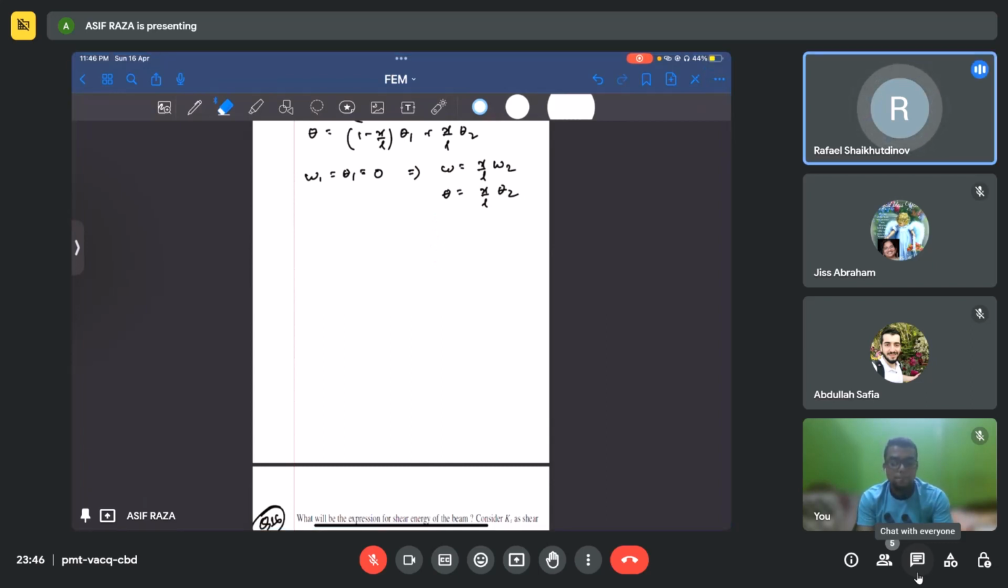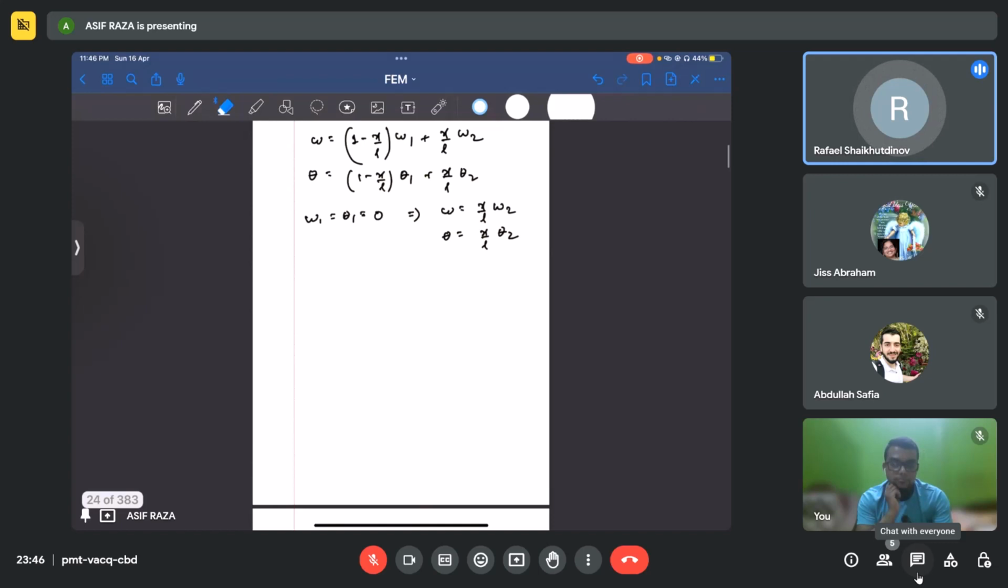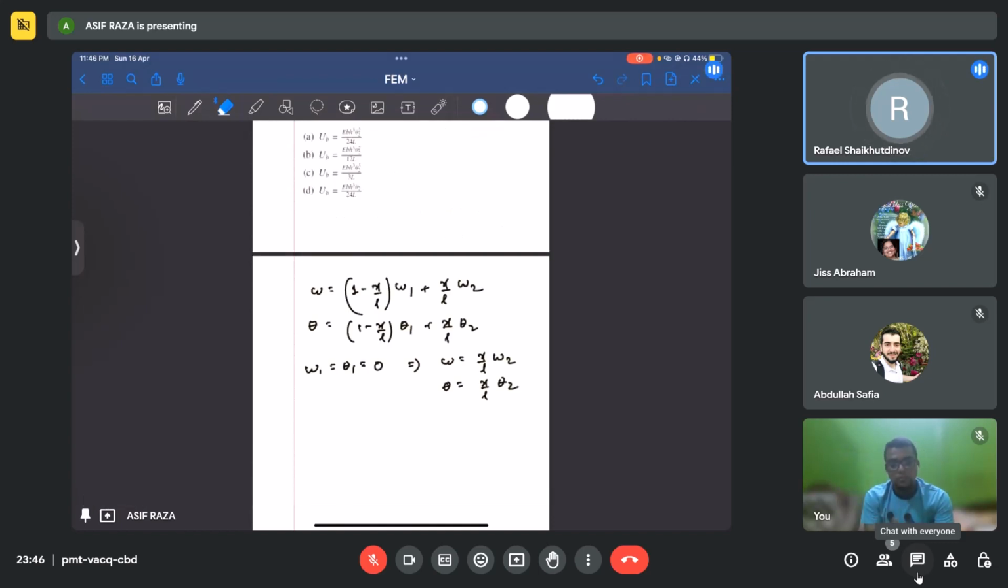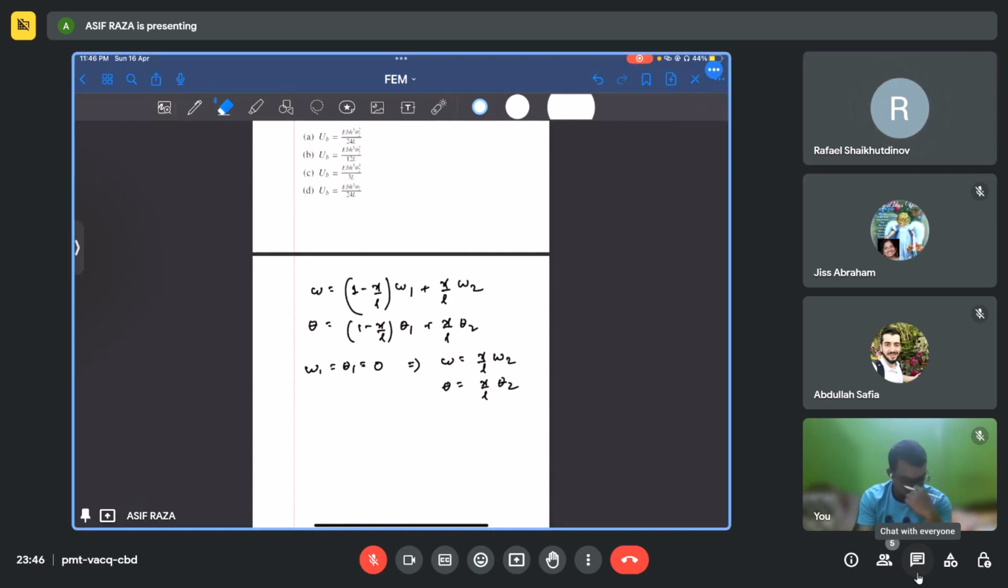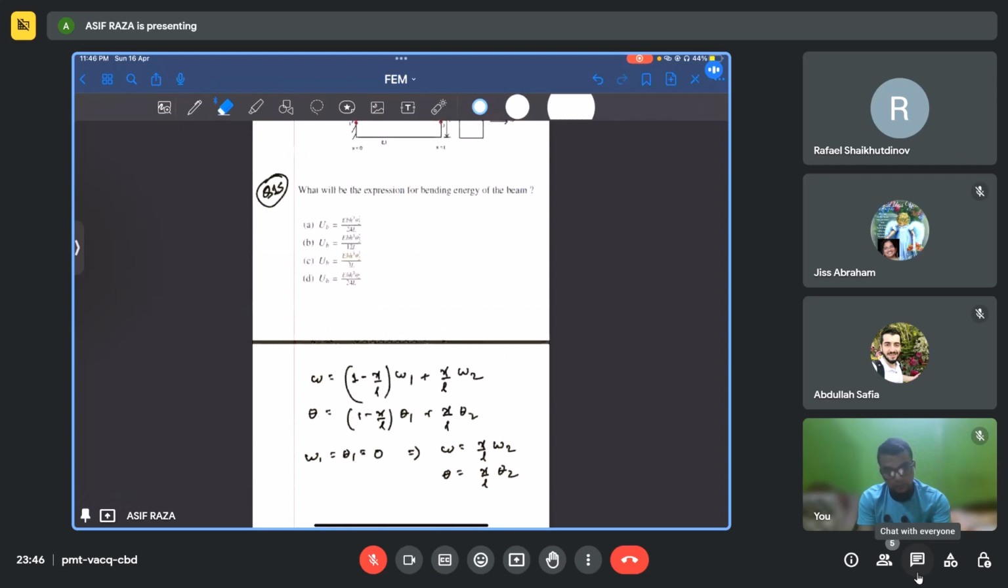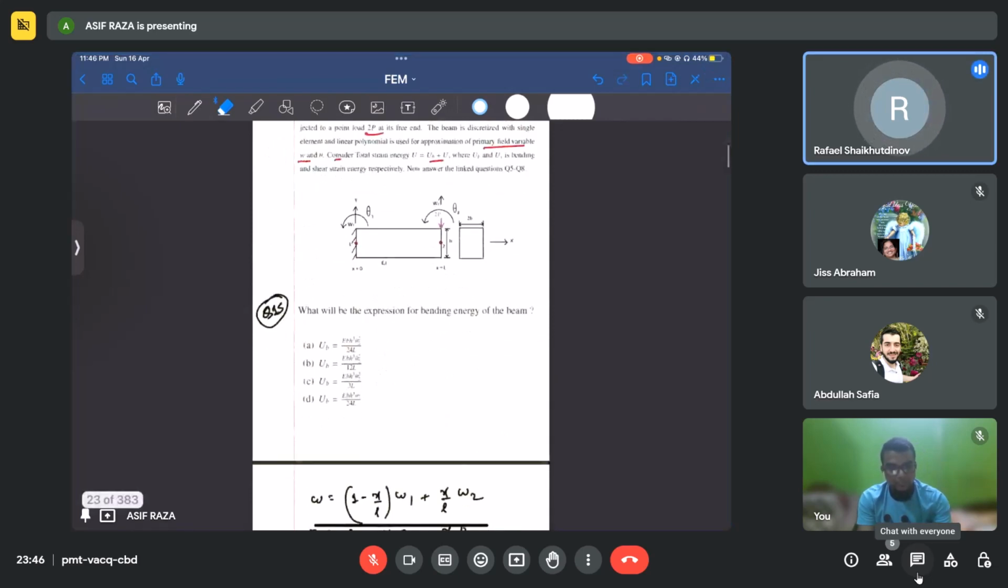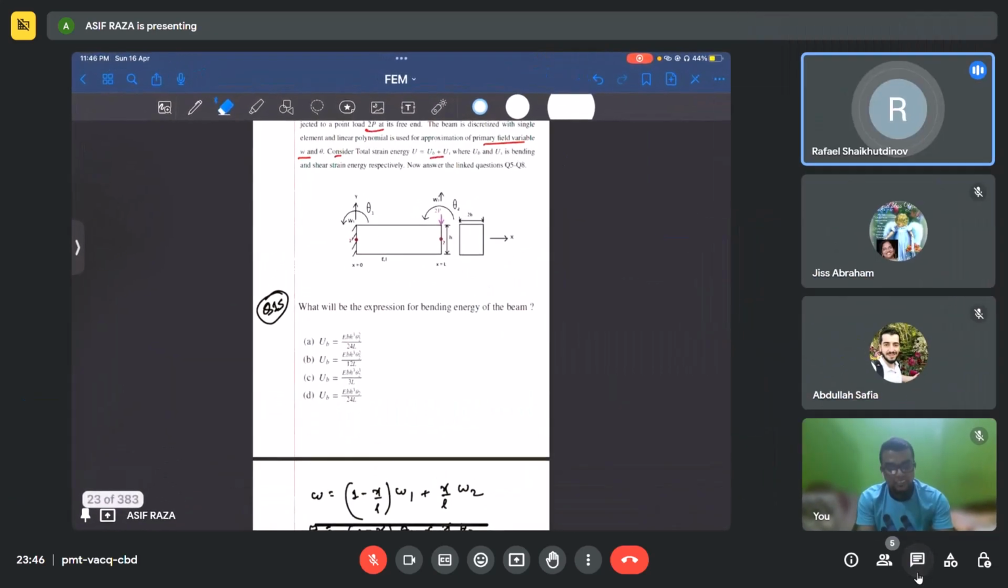But in the finite element method programs, we took it as a point load. You got it now. Abdullah should agree with me in this. He definitely has his point load in Abaqus.